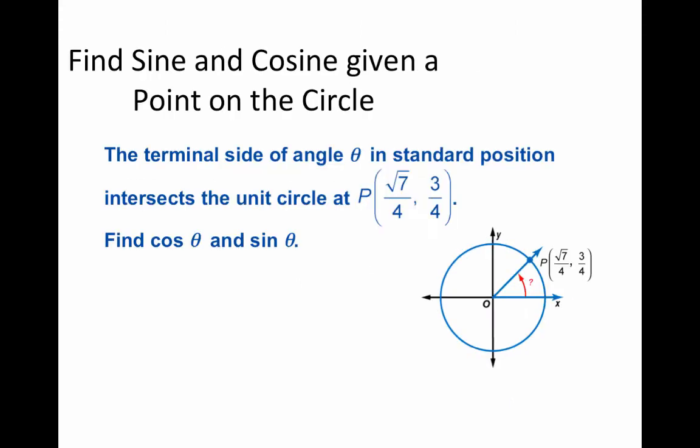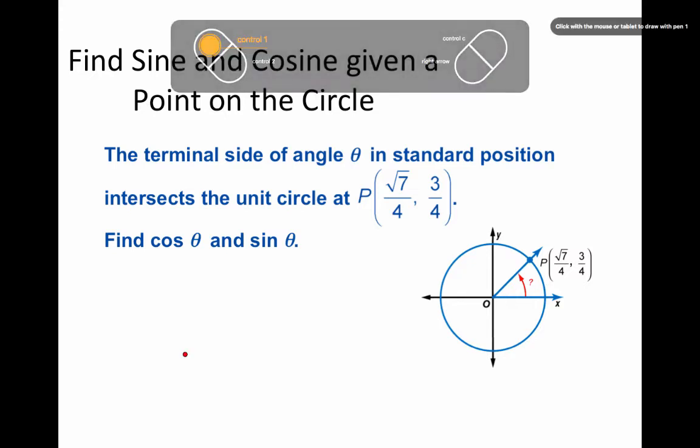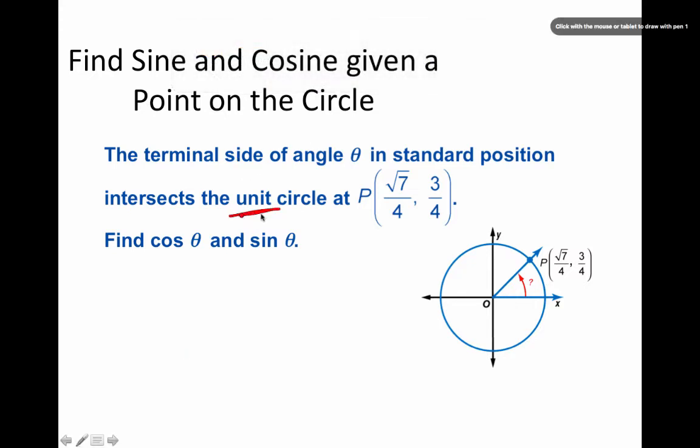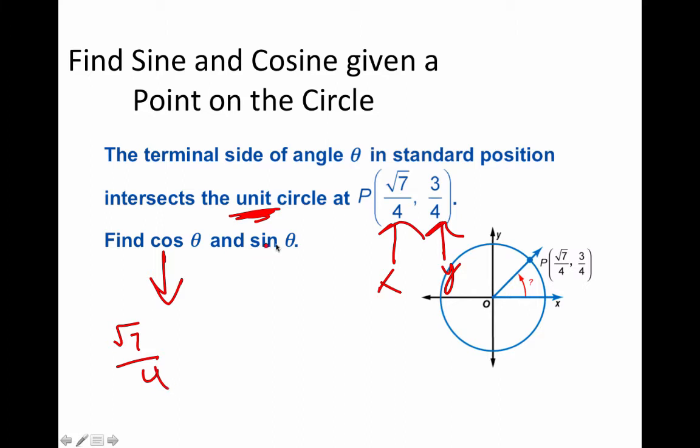This is for the circular functions. Okay, so very simple example. They're telling you it's a unit circle. That's really important. And this is the x coordinate, and the x coordinate is the cosine. Since that's x and that's y, then I have a cosine of square root 7 over 4 and a sine of 3/4. It's that easy.